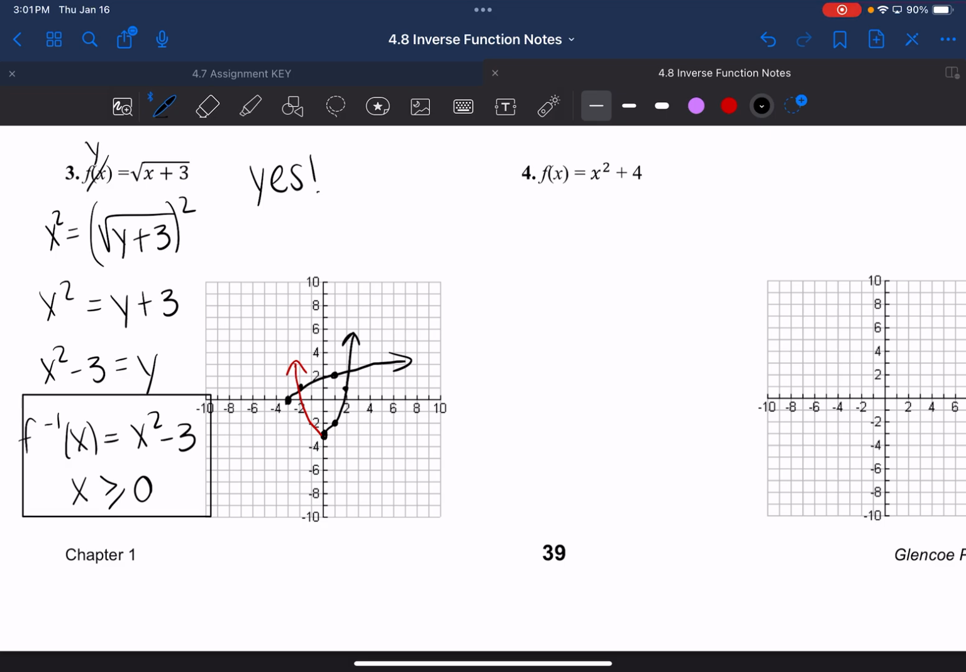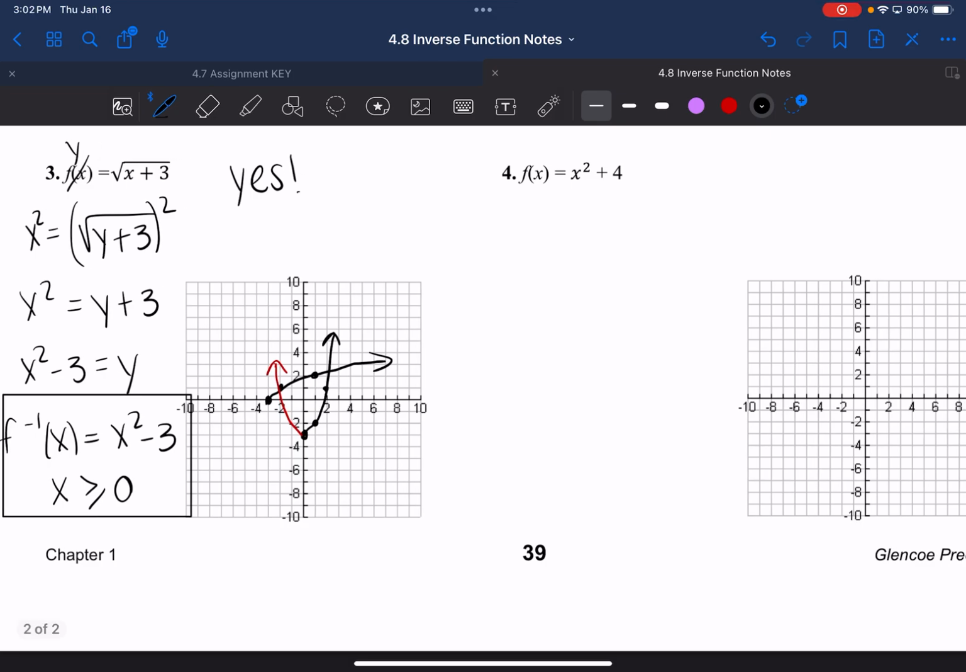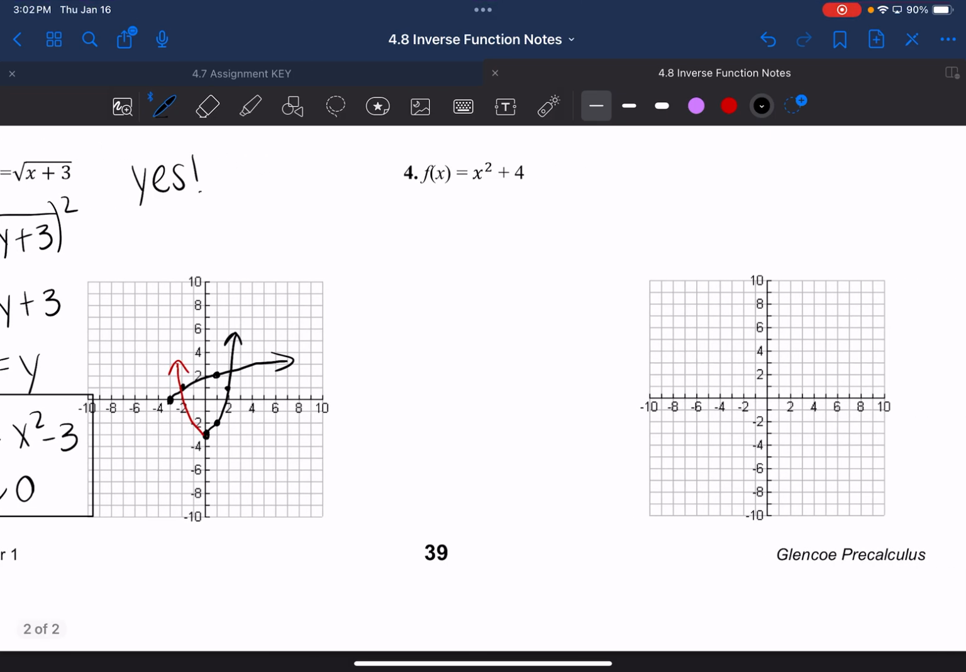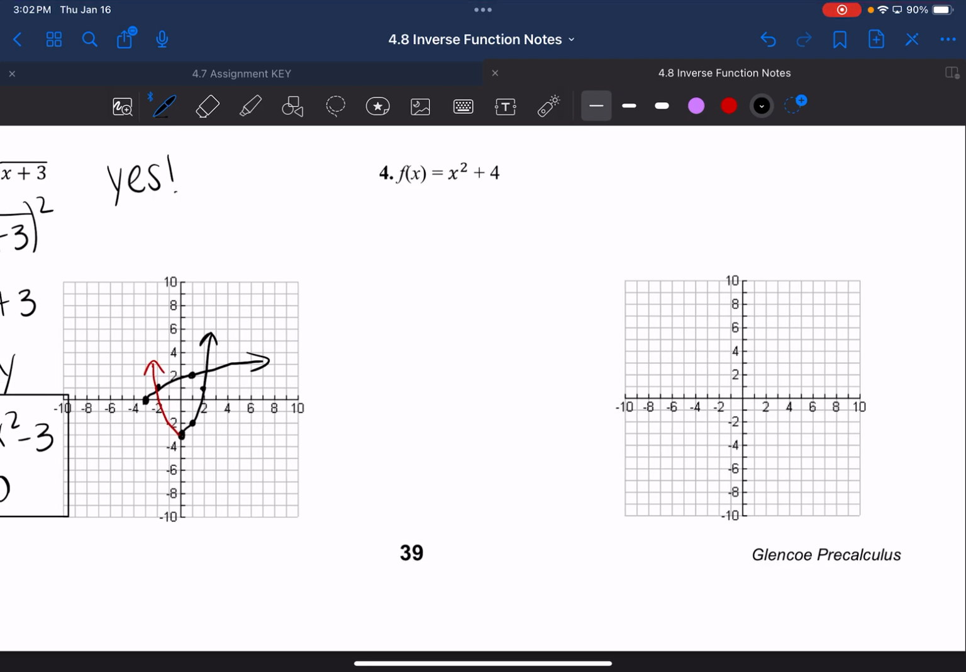All right, okay. And then for that last one, they said graph this parabola with no restrictions. So we're shifted up 4. So we look something like this. What do you guys think? Does it pass the test? No test. Okay, so it does not pass horizontal line test, so no inverse. I don't have anything to find. All right.